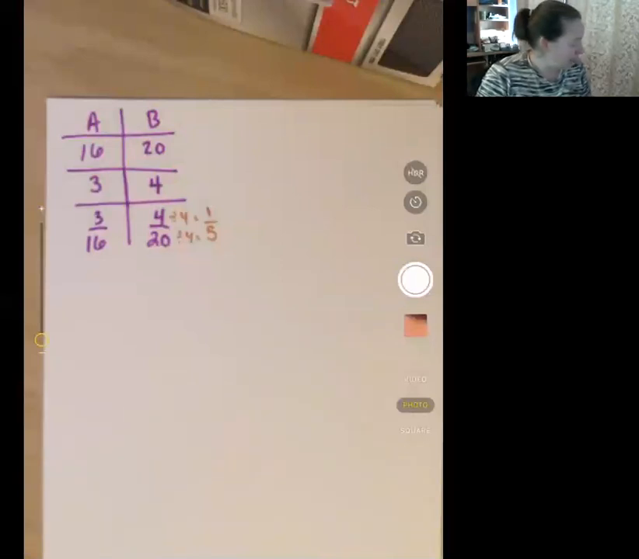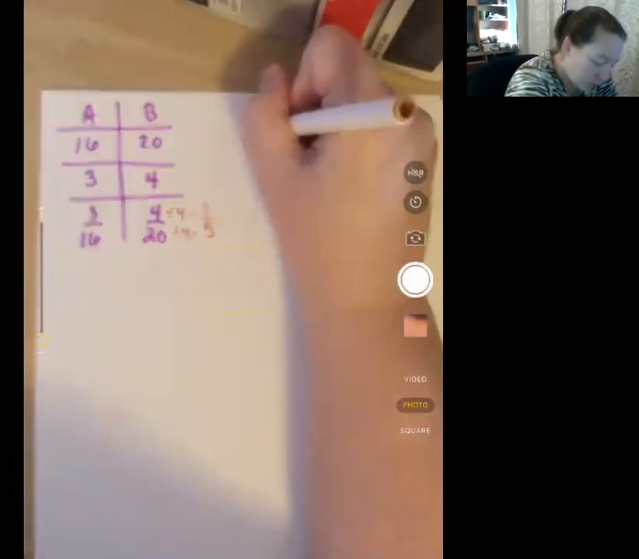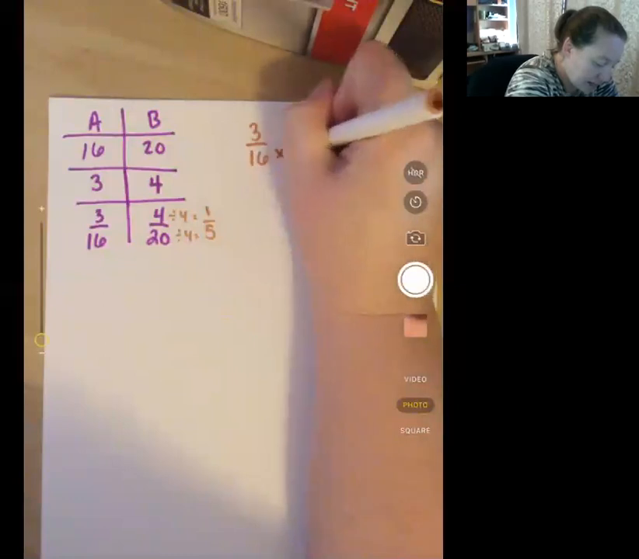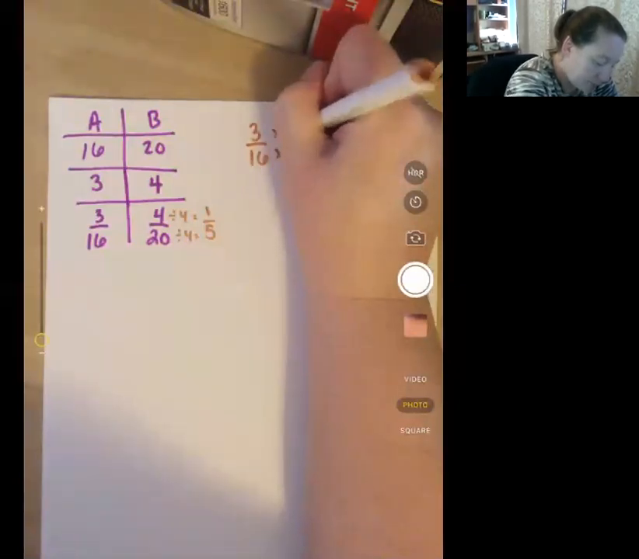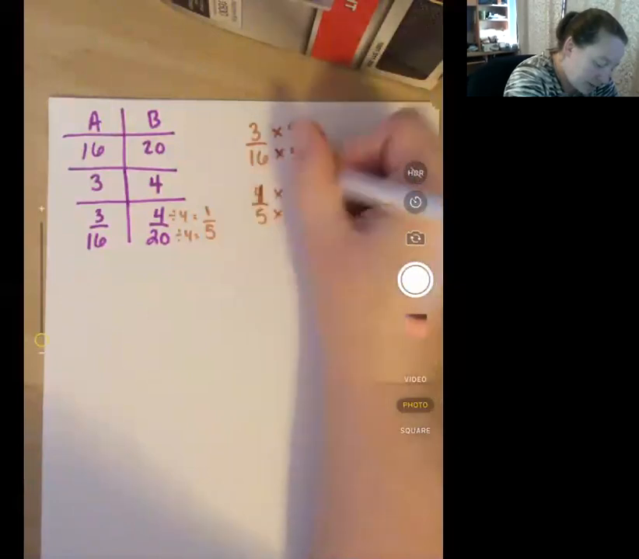So then, which basket should you choose from if you want a better chance of winning? We cannot look at these right now and just tell. We need to figure out which one actually has it. And to do that, we need to have common denominators. So I am going to do 3/16 times 5, and I'm going to do 1/5 times 16.